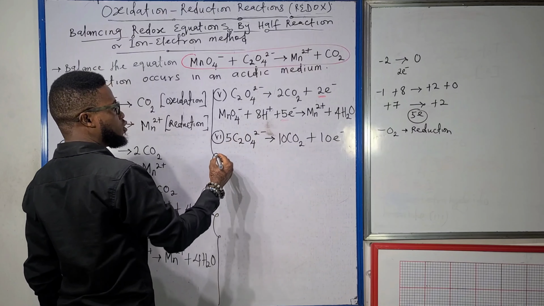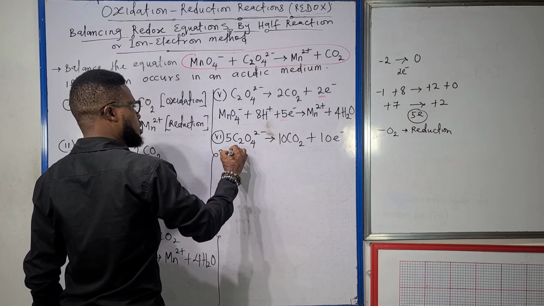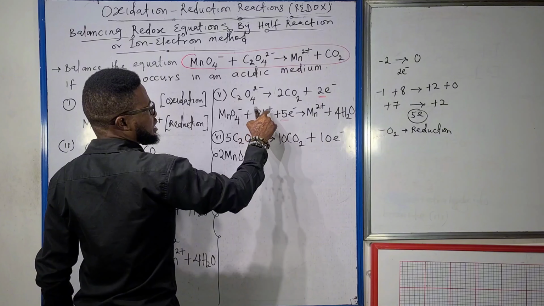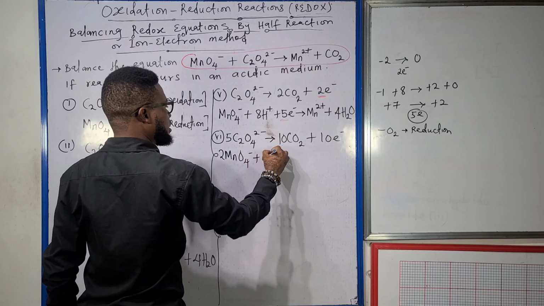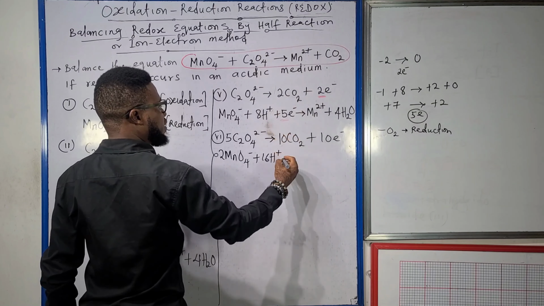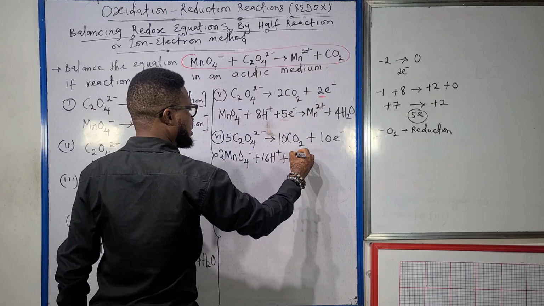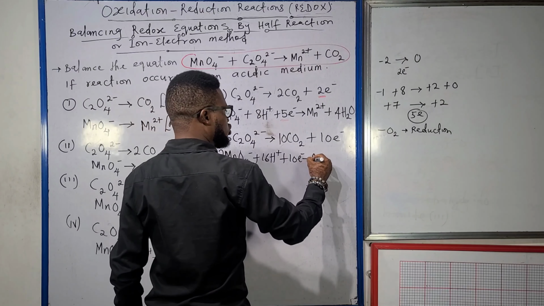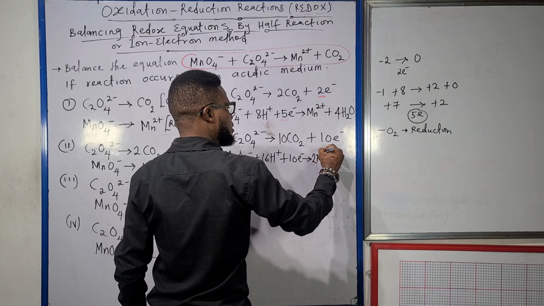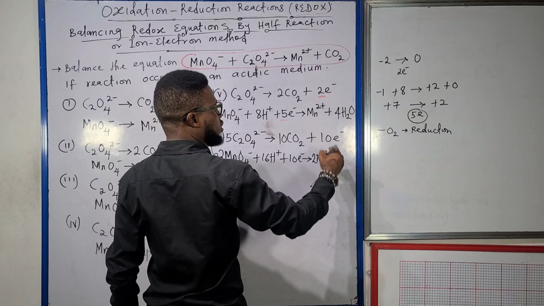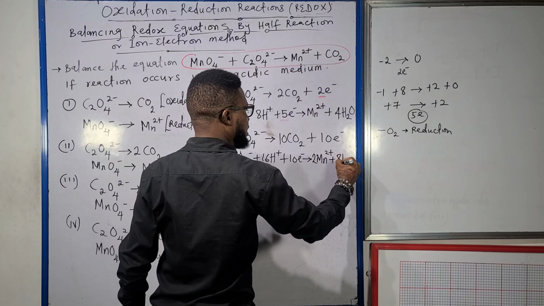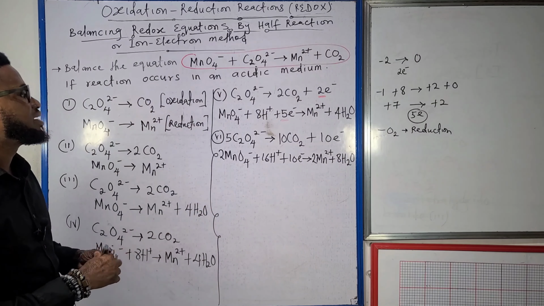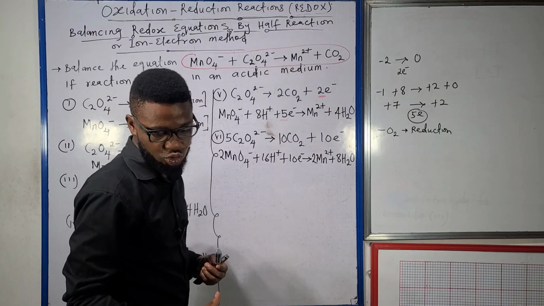2 times MnO4 minus will give you 2MnO4 minus. 2 times 8H plus will give you 16H plus. 2 times 5 electrons will give you 10 electrons. 2 times Mn2 plus will give you 2Mn2 plus. 2 times 4H2O will give you 8H2O. So that is what it means to make the electrons lost equal to the electrons gained.